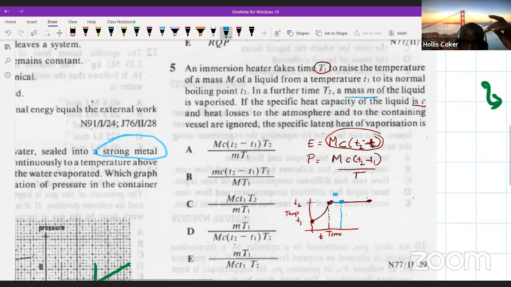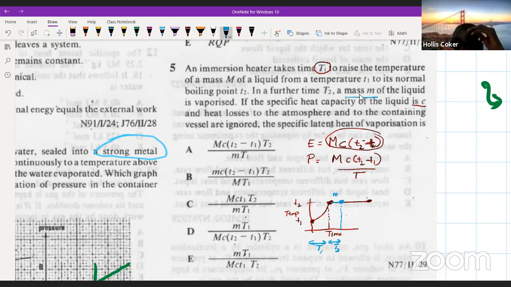Okay, so let's read the question over one more time. An immersion heater takes time T1 to raise the temperature of a mass of liquid from a temperature t1 to its normal boiling point t2. In a further time T2, so the next period T2, a mass M of the liquid is vaporized. So the time frame from here to here is T2. The time frame from here to here is T1.